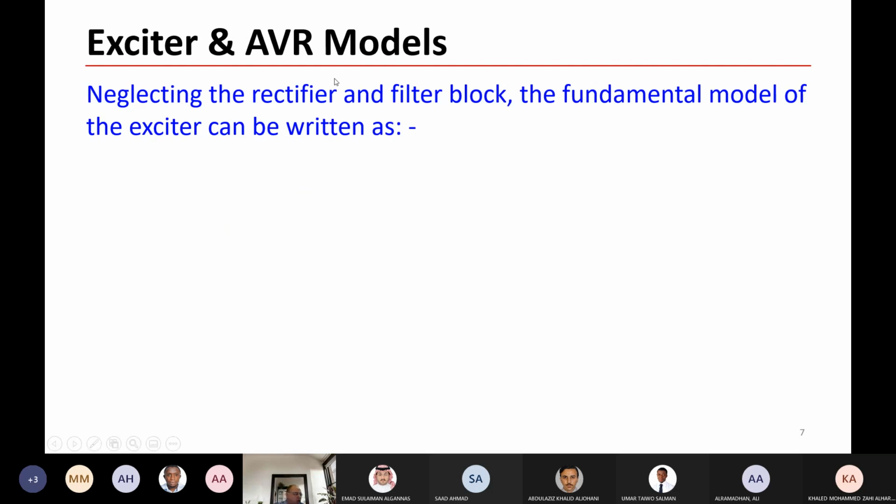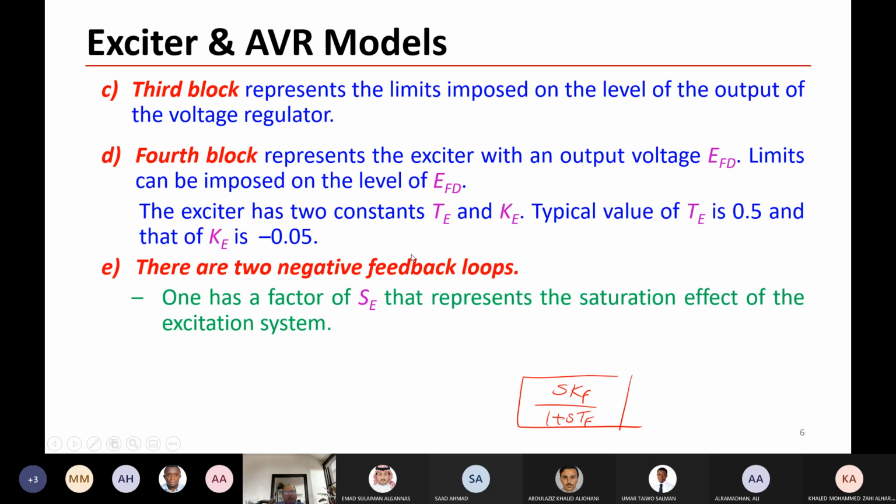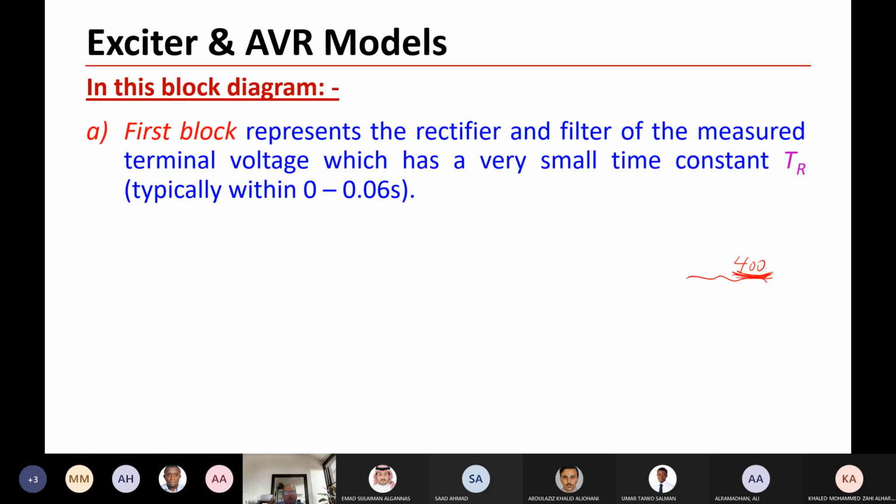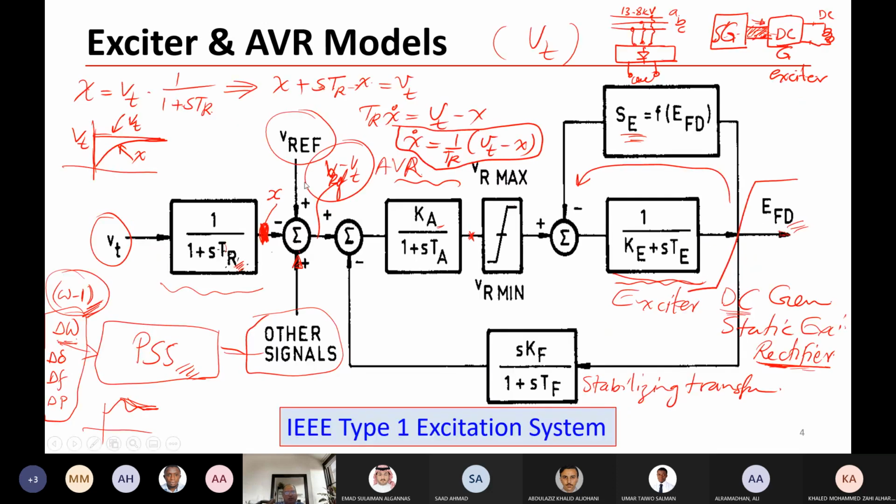Neglecting the first block, the fundamental model of the exciter can be written. Of course, you can derive the model of the exciter now. If you have such an exciter, assuming that this is not there, TR equal to 0, so VT is here, X equal to VT here, if this is equal to 0.